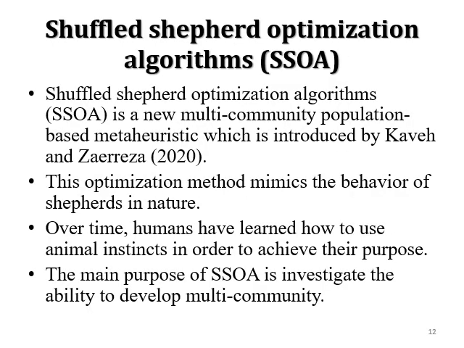And the shuffled shepherd optimization algorithm is a new multi-community population method. It is also based on a metaheuristic method. This optimization method mimics the behavior of the shepherd in nature. The main purpose of the shuffled shepherd optimization algorithm is to investigate the ability to develop a multi-community.